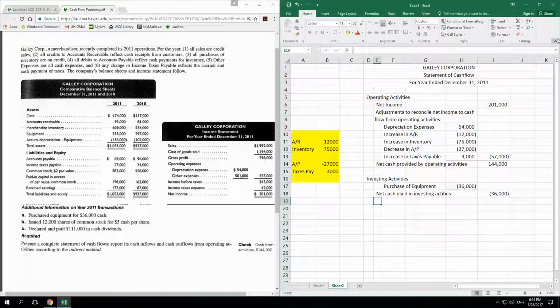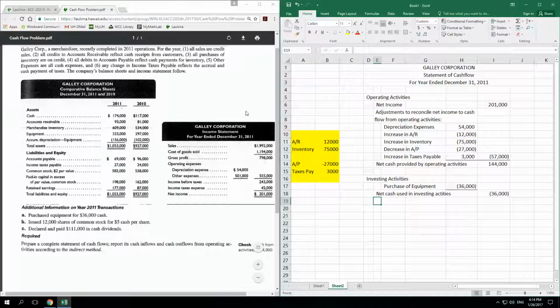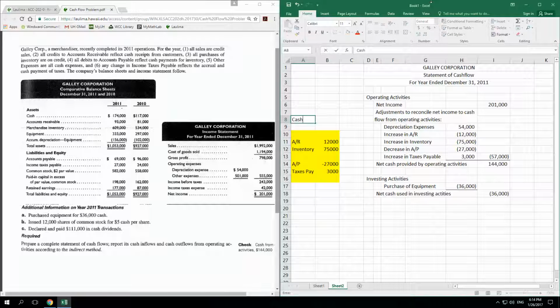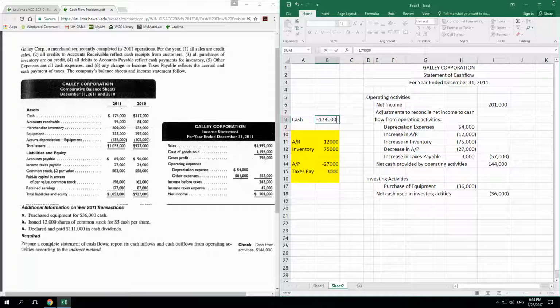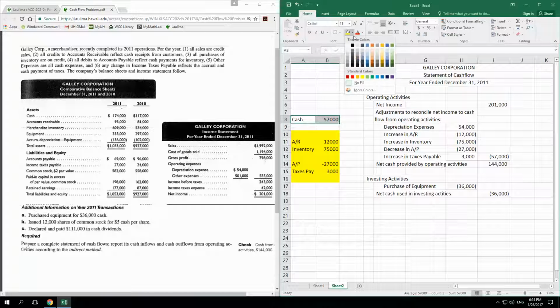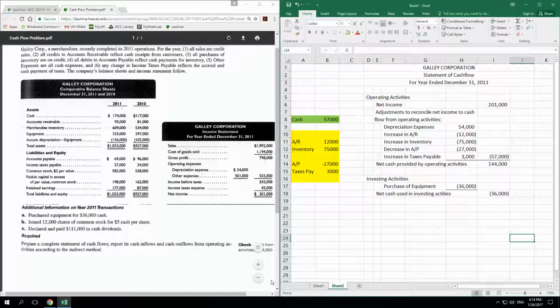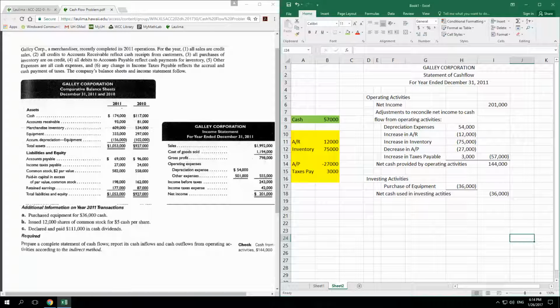And the neat thing with this problem is we have the check figure already. The check figure is this change in cash. So you might want to put that up here too. Your cash on your balance sheet went up from 117 to 174. That's what we're trying to prove, this 57,000. I'll put the increase in cash. So when I get down to the bottom of this, we're going to know whether we're right or wrong, whether we've considered everything or not, because it needs to balance with that 57,000. That's how we tie the balance sheet to the cash flow statement.